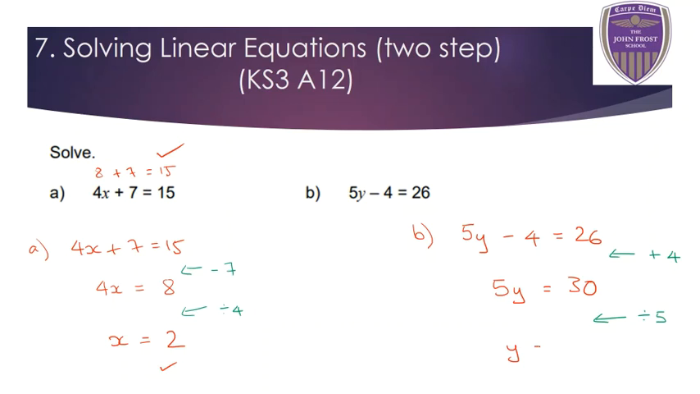So y equals 30 divided by 5 is 6, isn't it? Because 6 times 5 is 30. And again, check whether this is right before you move on. So if y is 6, will that work in this equation? 5 times 6 is 30. 30 minus 4 is definitely 26. So you know that's the correct solution. Okay, so get used to setting it out like that and doing it 1 step at a time. Don't try and look at the question and just work it out in your head because it can get confusing.